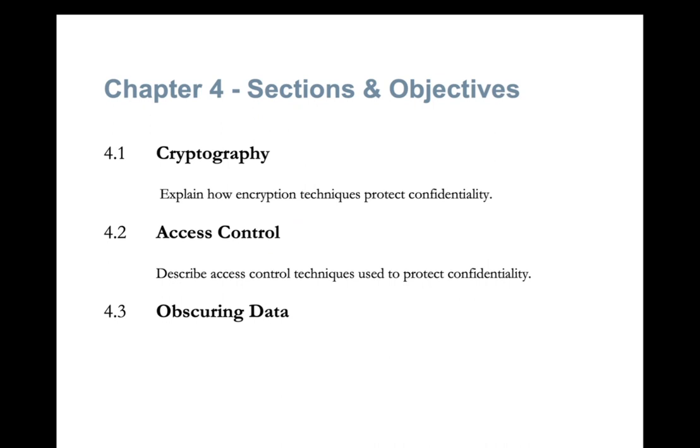Access control is, as its name suggests, a way of controlling access to a building, a room, a system, a database, a file, and information. Organizations employ a variety of access control techniques to protect confidentiality.